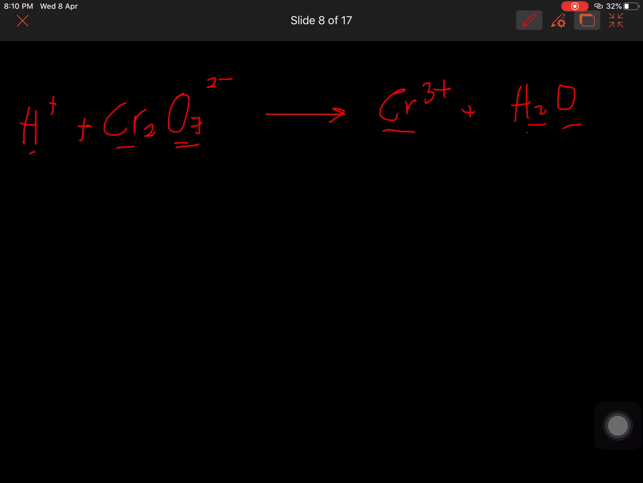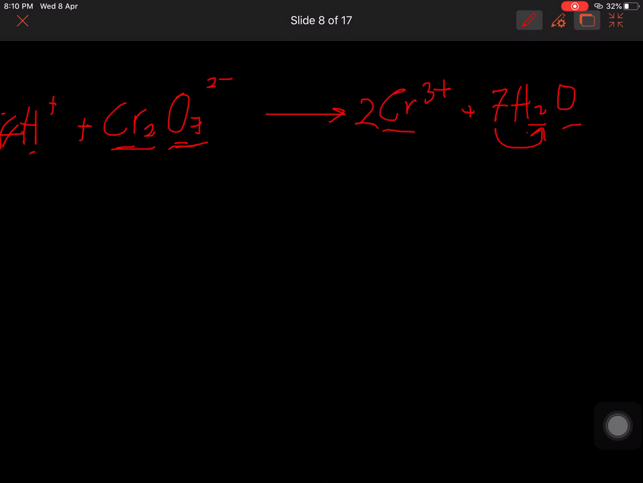So jom balancekan dia. Cr, we have Cr2 here, so you can put 2 Cr in front of the chromium ion. Next, oxygen, you have 7 oxygen here, so you can put 7 here, so you will have 7 O. Then hydrogen, you have 7 times 2, 14 hydrogen, so kat depan hydrogen sini you can put 14 also. Yeah, 14. Okay. Jadi all balance. Cuma in terms of the electrons, only not balance.